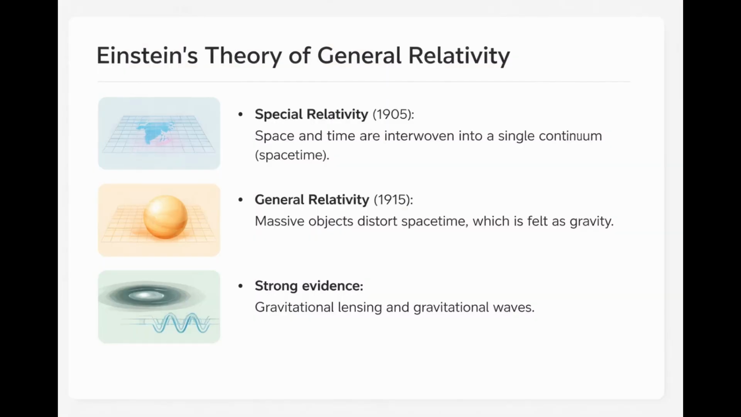To understand these waves, we must look at Einstein's work. In 1905, his special relativity showed that space and time are not separate, but interwoven into a single continuum called spacetime. 10 years later, his general relativity proposed that massive objects actually warp and distort this spacetime fabric. What we feel as gravity is simply objects moving along the curves of this distorted spacetime.